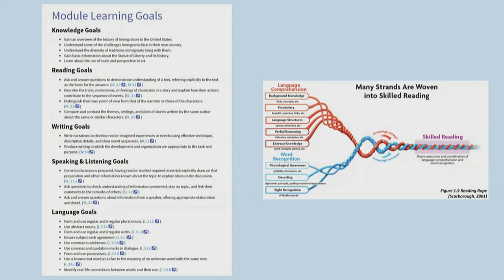And this is just an example of how a unit is organized with module learning goals. So you'll notice that there are knowledge goals within this unit. So this is the unit that the kids are in right now. They have some really specific knowledge goals about the history of immigration. They're learning about the Statue of Liberty and other monuments. They're learning about scale and perspective in art, challenges and traditions of immigrants who are coming to our country. And then within that are all these reading, writing, speaking, listening, language goals. Those are the goals of our standards. They're also the goals of the language comprehension strands of the book.